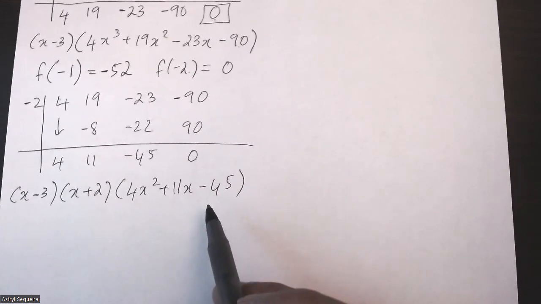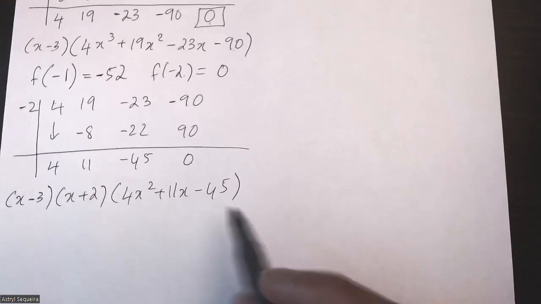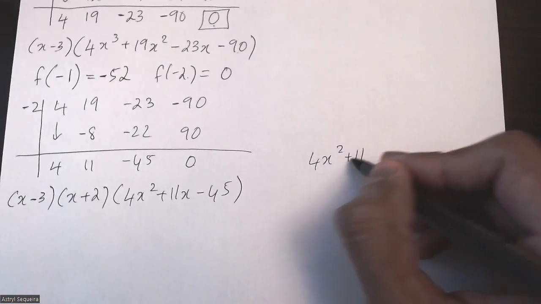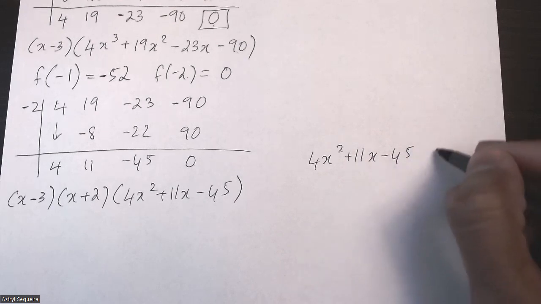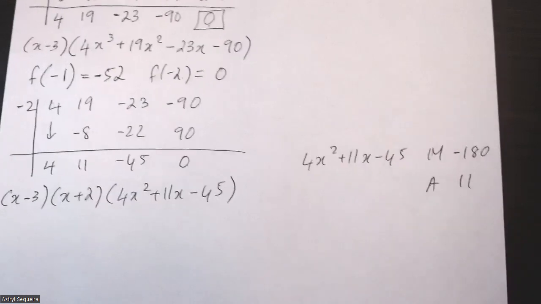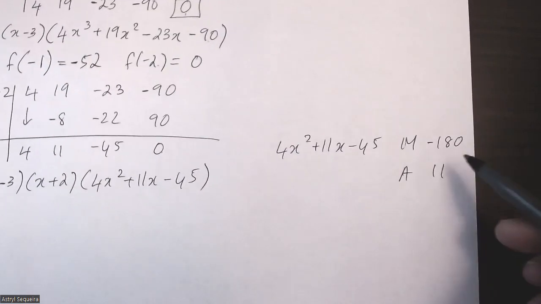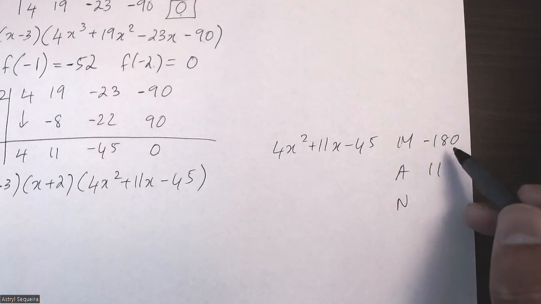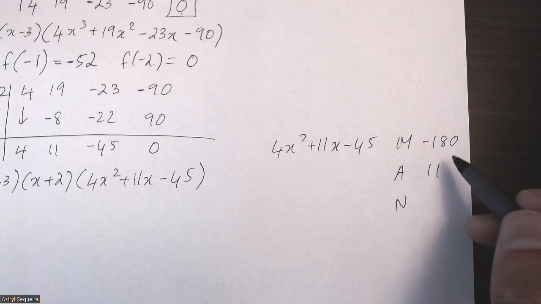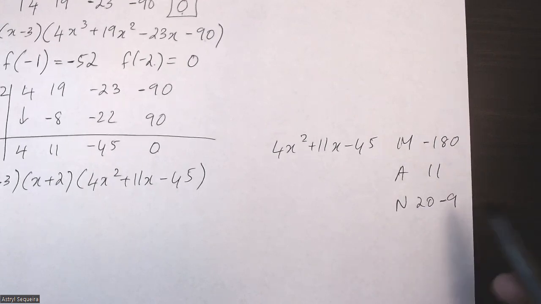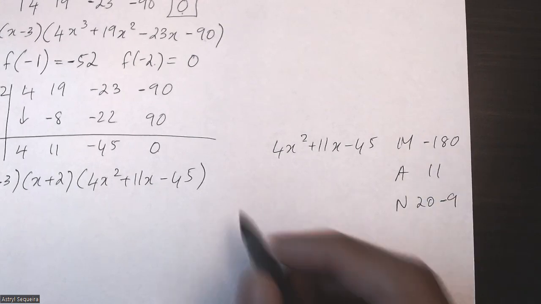Once it turns quadratic, you can just factor it with your regular factoring methods. In this case, it's a complex trinomial, and I'm factoring it with the M method. So what multiplies to negative 180 and adds to 11? It's not going to be 18 and 10. Probably 20. Yeah, 20 and negative 9. Two numbers that multiply and add to this.